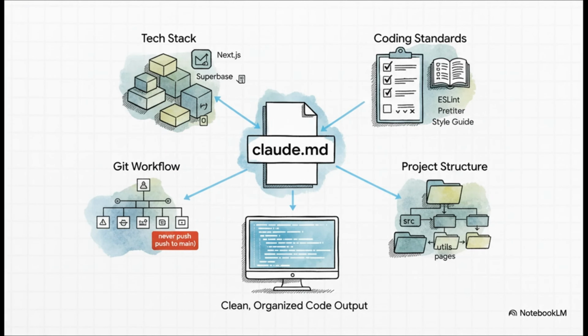And this is where the real magic happens. You can tell it everything: your exact tech stack, your coding standards, even your Git workflow. So you stop getting generic Python code when you're using JavaScript. It starts adapting to your style, putting new files in the right folders, and it can even stop you from doing something disastrous, like pushing directly to the main branch.